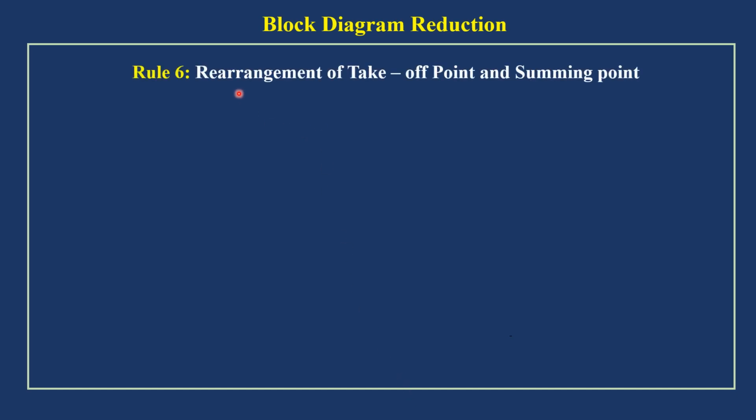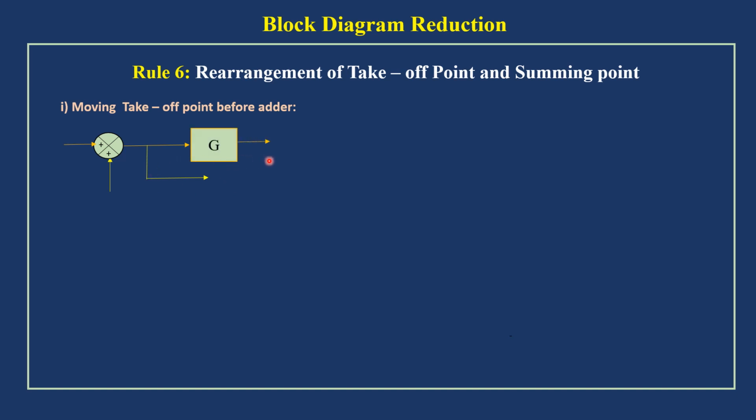Next is rule 6, rearrangement of takeoff point and summing point. If the block diagram consists of a summing point and a takeoff point nearby, we can exchange them like this, moving the takeoff point before the adder. Here I am representing the adder and the takeoff point nearby, and a block is also represented here. R1 is given as input and R2 is given as input for the summing point. The output of the summing point is R1 plus R2. From this output signal flow I have taken the takeoff point, so the takeoff point output will also be equal to R1 plus R2.